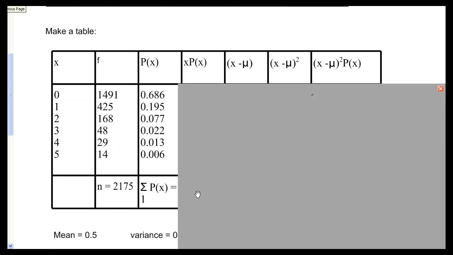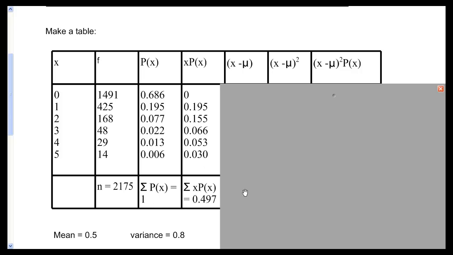And then P of X is going to come where this is the probability. To get P of X, the probability, you take 1,491 and divide it by this total, 2,175, and that gives you 0.686. Then you take 425, divide it by 2,175, and you get 0.195. Then you take 168, divide it by 2,175, and you get 0.077. These are the probabilities, and here I've shown that the probability adds up to 1. Remember, all probability distributions have a total of 1.